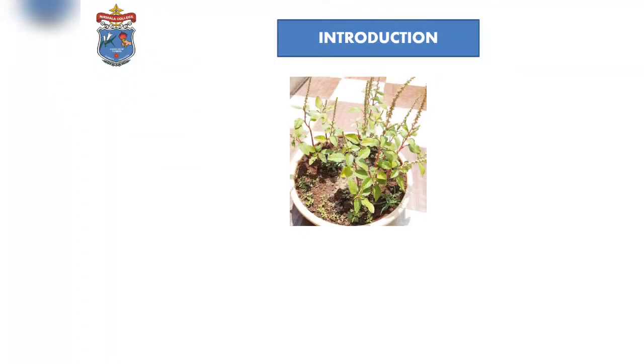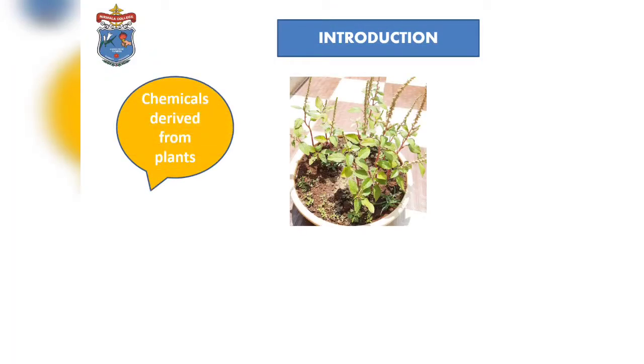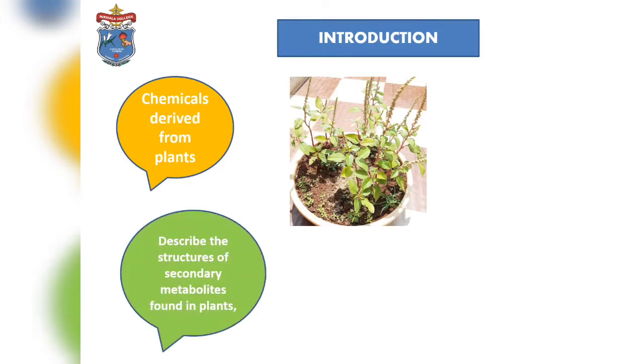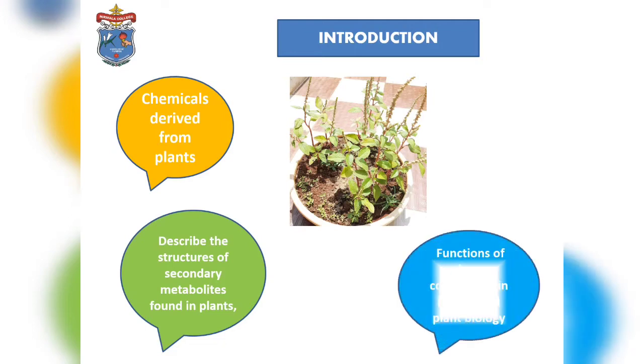Introduction about phytochemistry. It is the chemicals derived from plants. This is the chemistry of plants, and one of the subdivisions of organic chemistry that has been of great importance in the identification of plant substances of medicinal importance, which describes structures of secondary metabolites found in plants and functions of these compounds in human and plant biology.